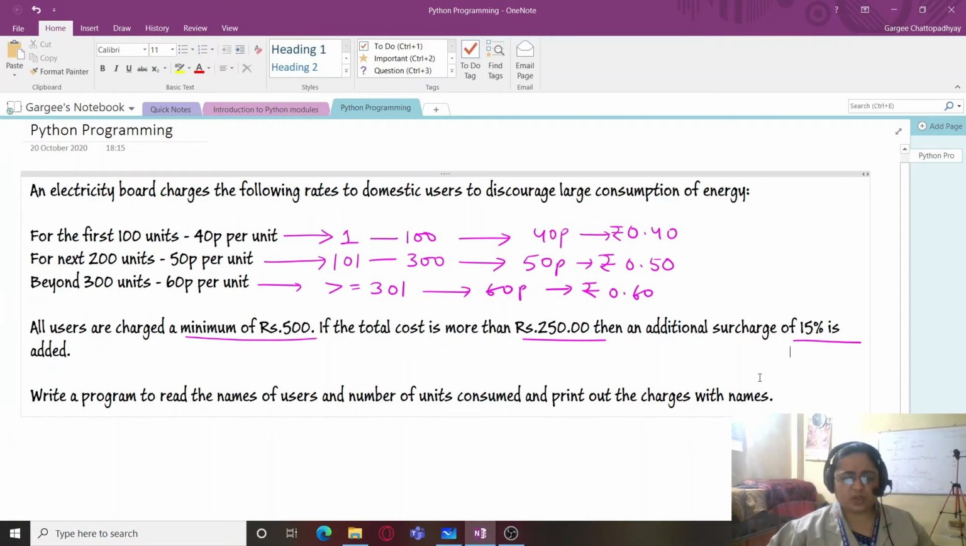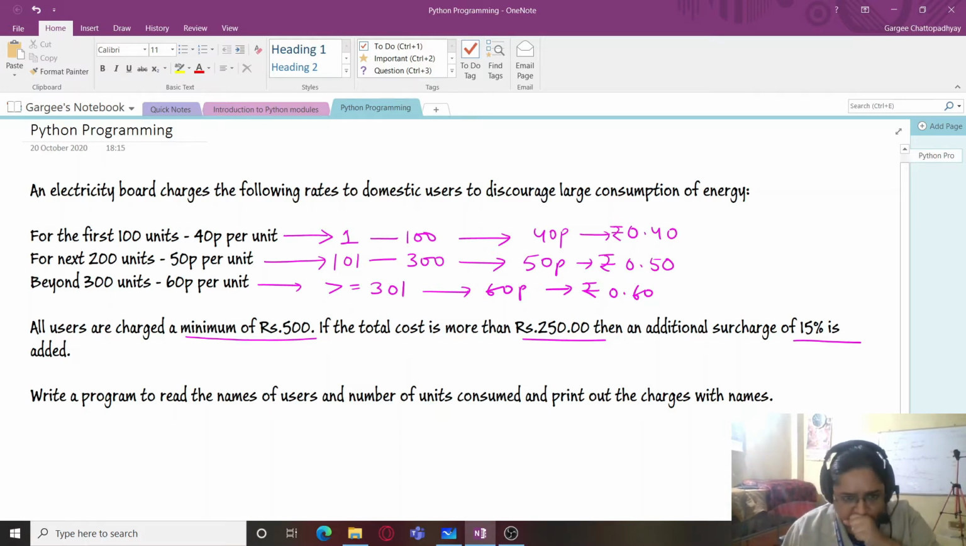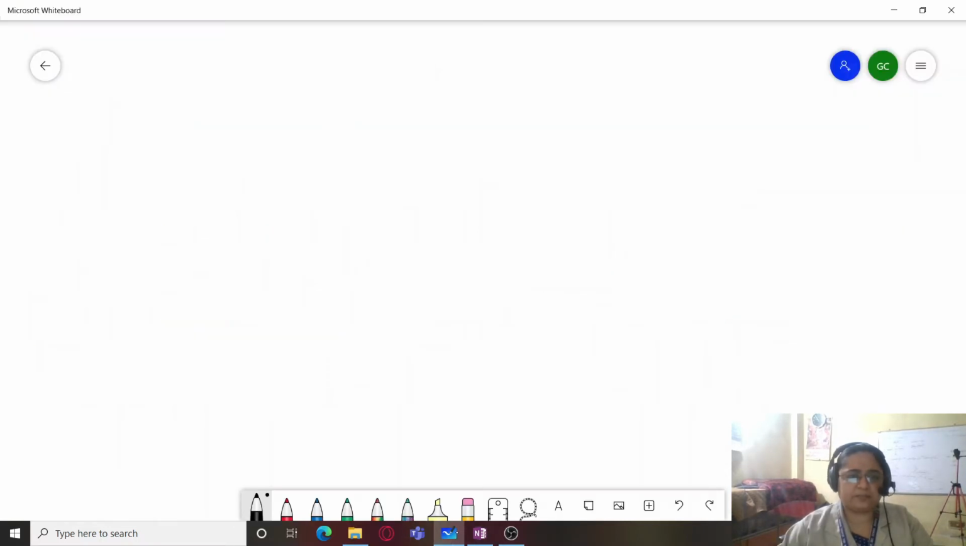So how to solve this problem? You have to write a program to read the names of users and number of units consumed and print out the charges with names. So first we will have to decide how this program works. In order to understand that, first we need to figure out how slab-wise calculation is done.